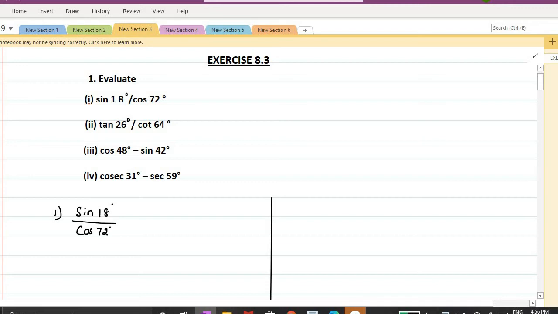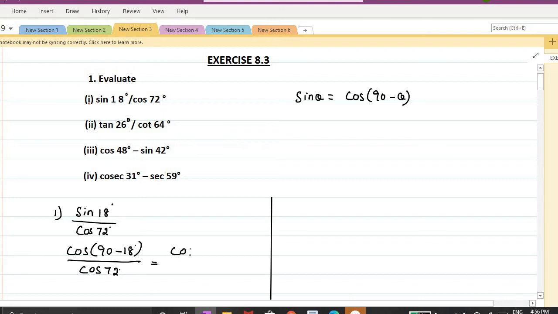Now I am going to take sin 18 degree and convert it into a complementary angle. We know that for complementary angles, sin theta equals cos 90 minus theta. Here, in place of theta, 18 is there. So cos 90 minus 18, and in the denominator I didn't change anything. So cos 72, that is 90 minus 18 equals 72. Therefore cos 72 degree by cos 72 degree. Well, cancel, I will get 1.